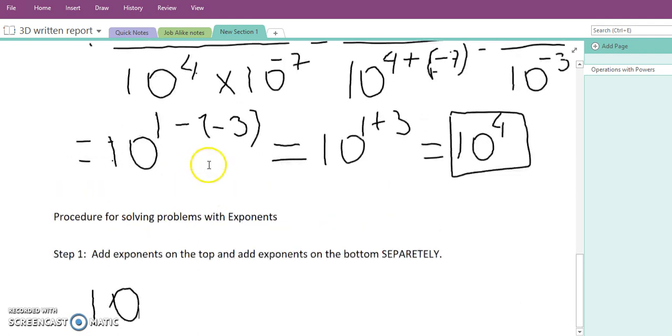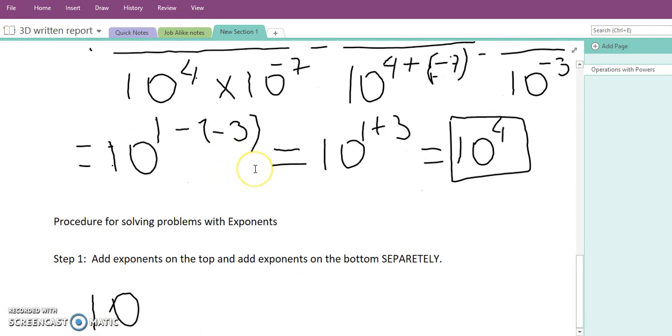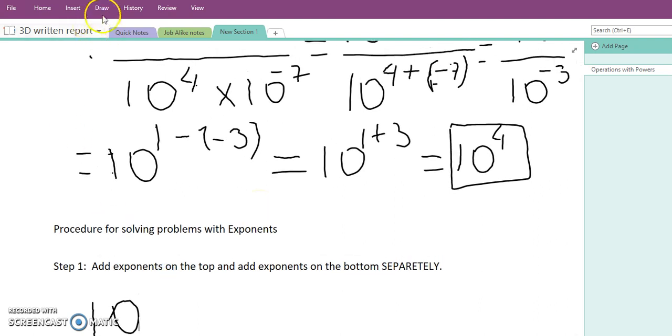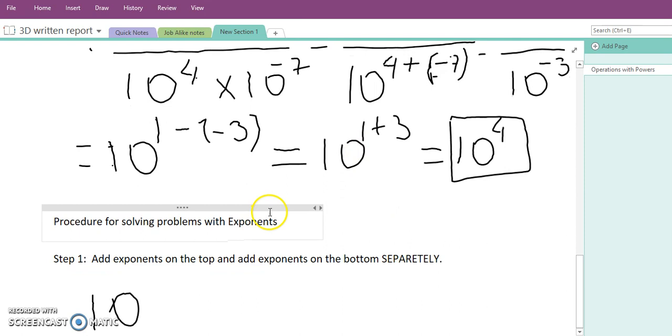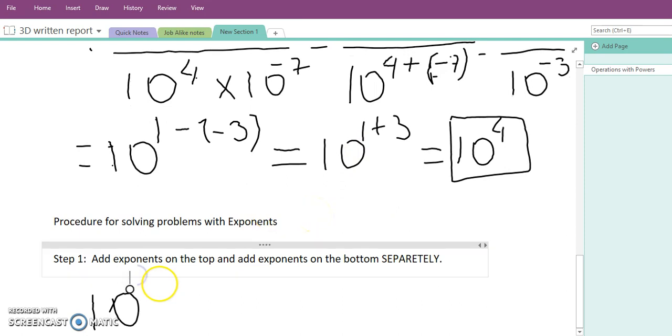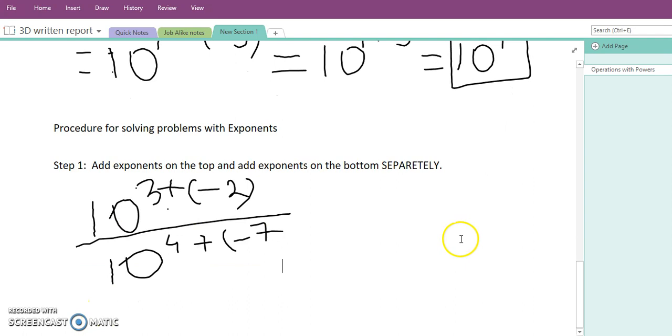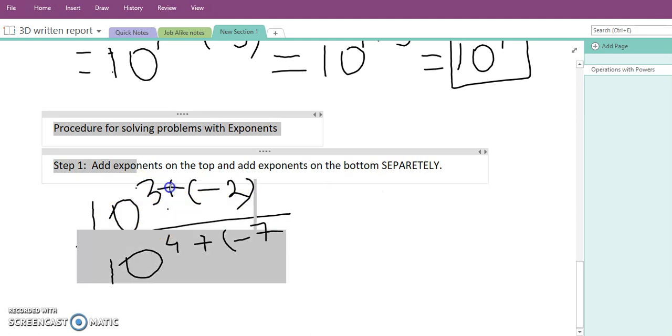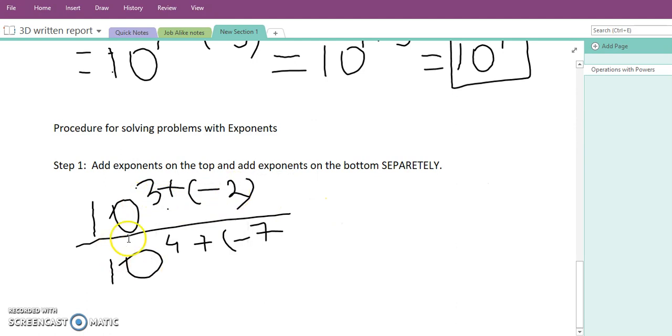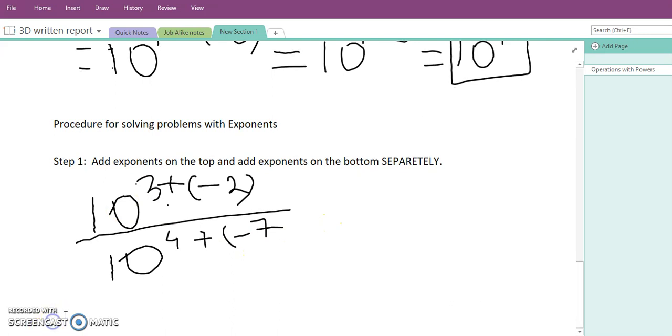This is our example, right? For our step 1, 10 to the... So this is our first step, right? Add exponents on the top and exponents on the bottom separately. Over here, I'm adding my exponents on the top and I'm adding my exponents on the bottom. I'm not adding them all up together. Whatever stays on the top stays on the top, whatever stays on the bottom stays on the bottom.